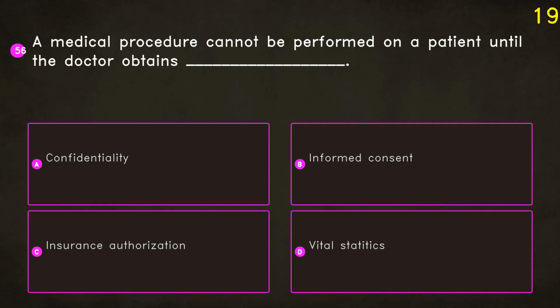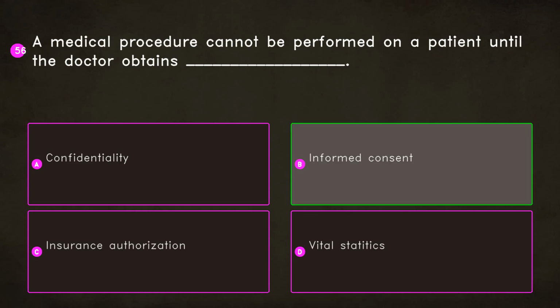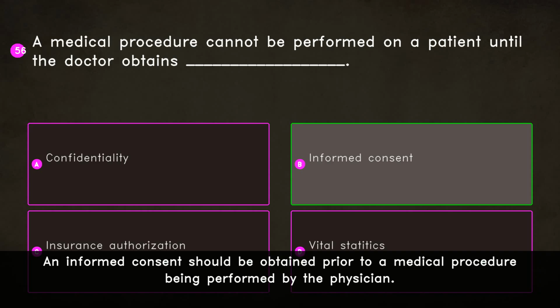Question 56. A medical procedure cannot be performed on a patient until the doctor obtains blank. A. Confidentiality. B. Informed consent. C. Insurance authorization. D. A vital statistics. The correct answer is informed consent. An informed consent should be obtained prior to a medical procedure being performed by the physician.